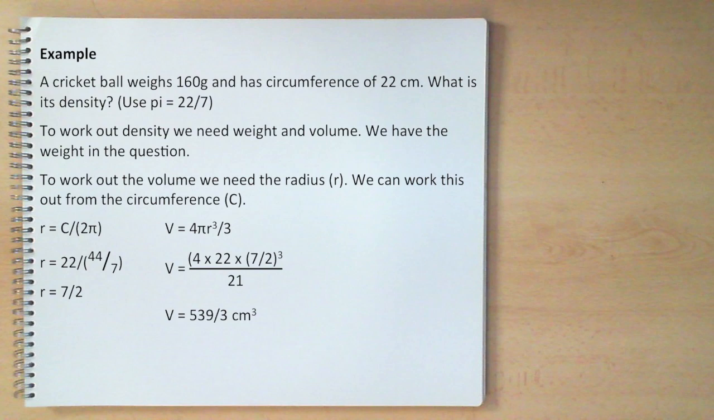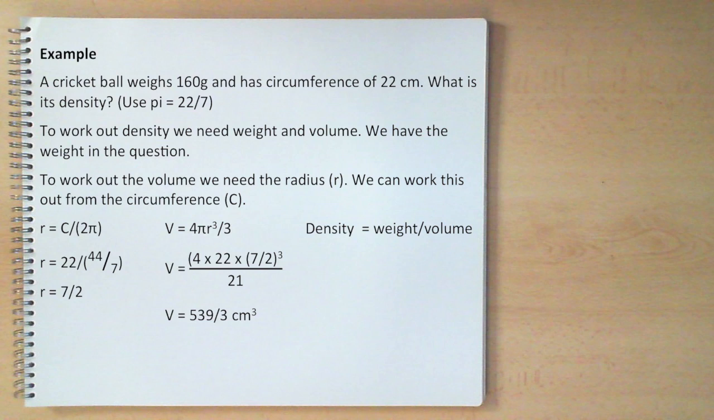Okay, we're on the last leg now. We have the volume now of the cricket ball. We are given the mass or the weight in the question, and so all we need to know now is that density is weight divided by volume. It's weight per unit volume.